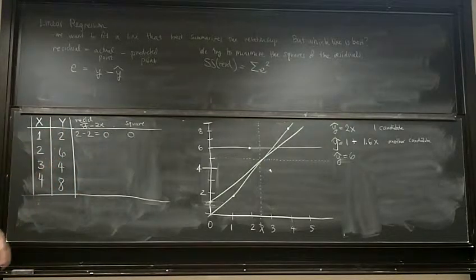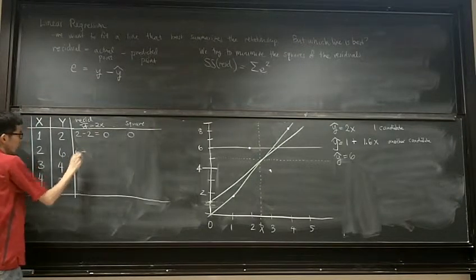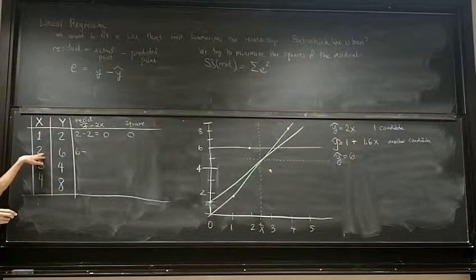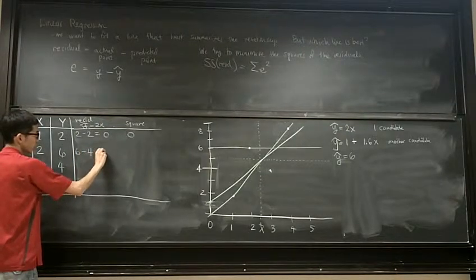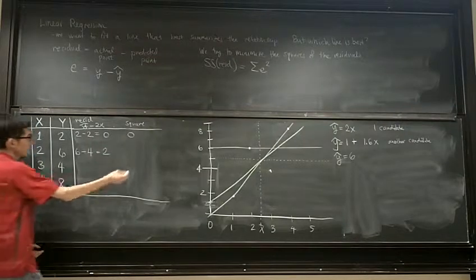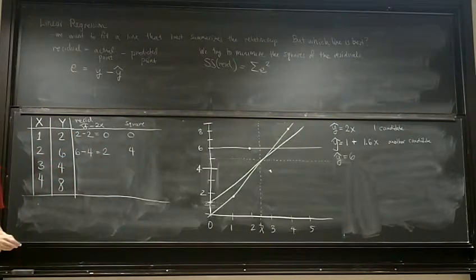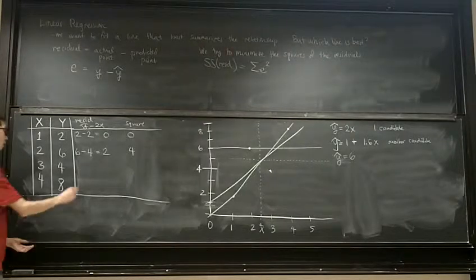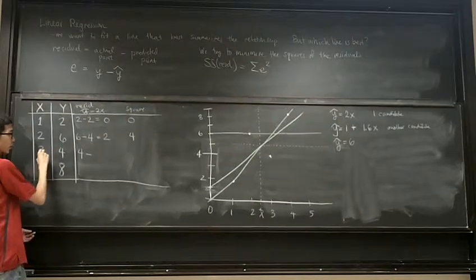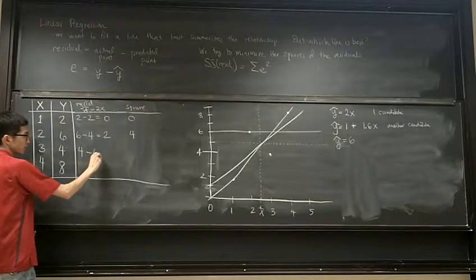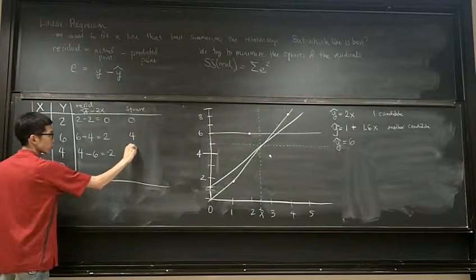If y hat is equal to 2x, here my actual point was 6. What would I predict y to be when x is 2? I would predict it to be 4. And so my residual there is 2. And when I square that, I get 4. And here, my actual point is 4. If x were 3, I would predict this to be 6. I get a residual of -2. And when I square that, I get 4.